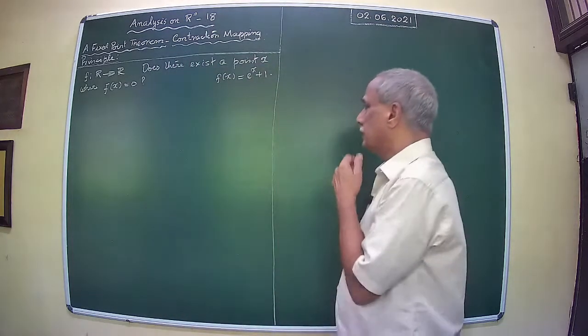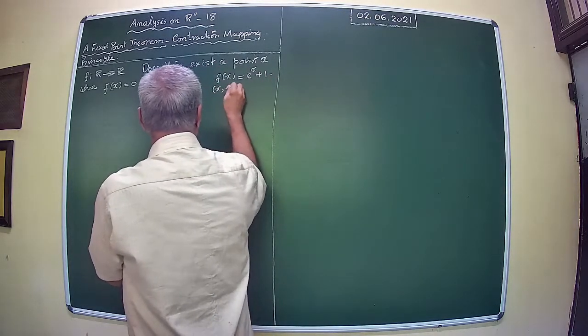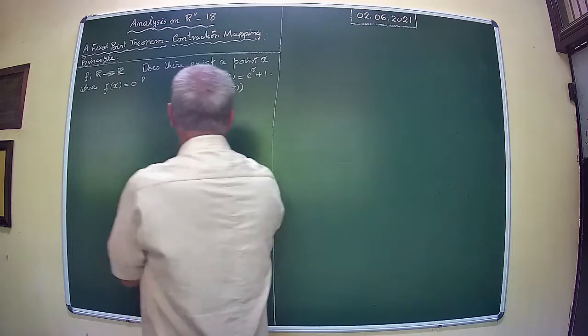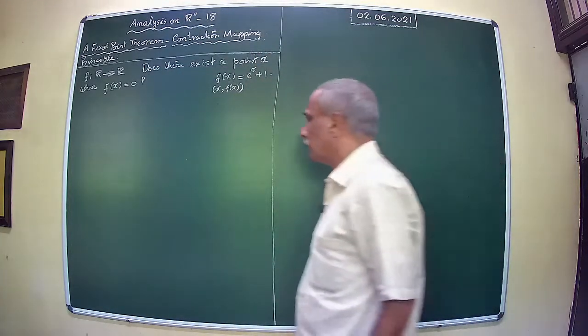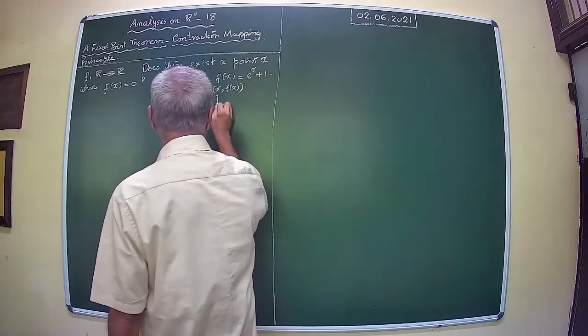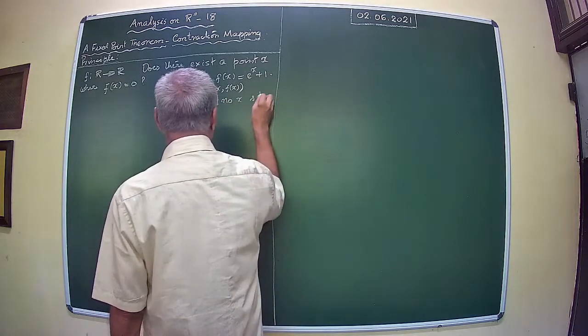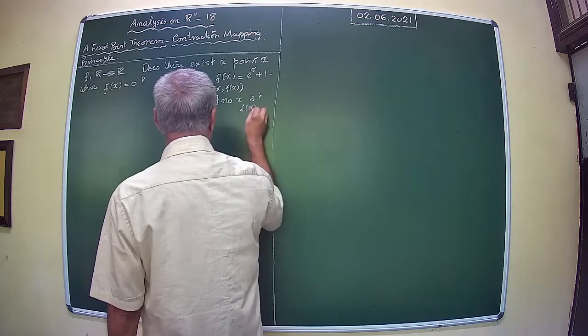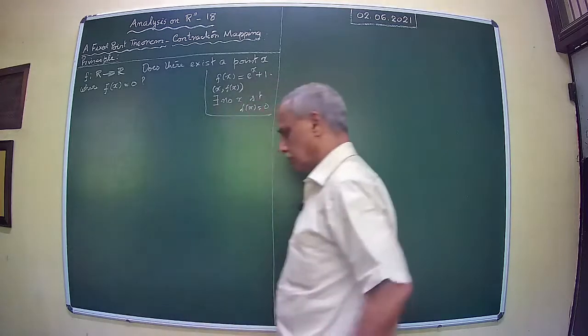You know that the set of points lies in the upper half plane. So there exists no x such that f(x) = 0. This you can easily prove. I mean, this is a smooth function.